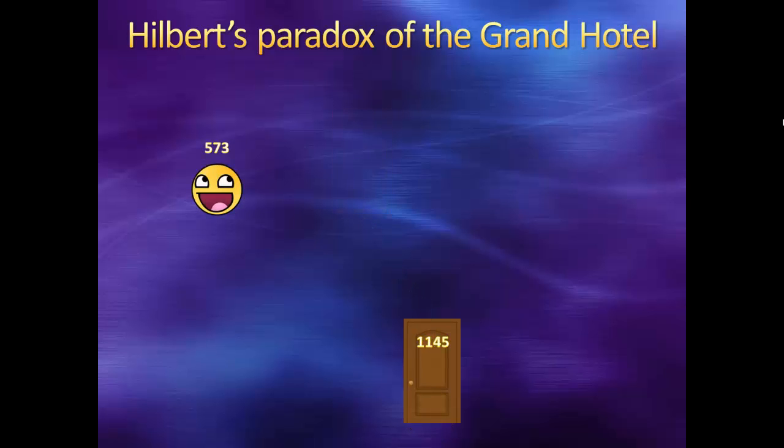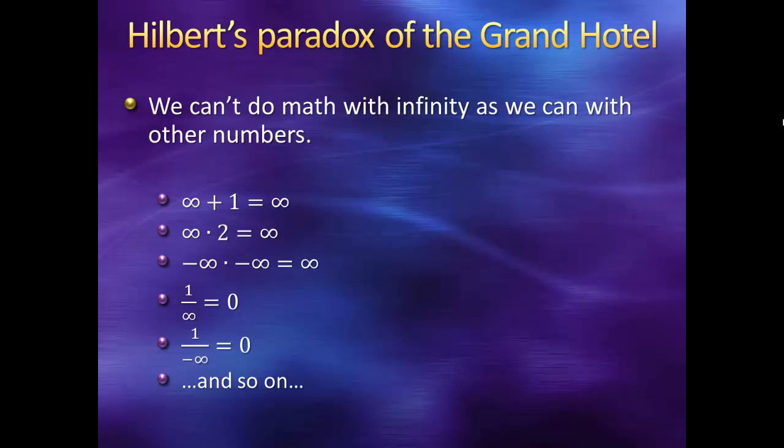What's more, if you were to give each of the people in line a number, I could tell them exactly which room they're assigned to. Again, the uniqueness of how infinity works is what provides our solution. This is why we can't do math with infinity quite the same way we can with other numbers. It follows a completely different set of rules.